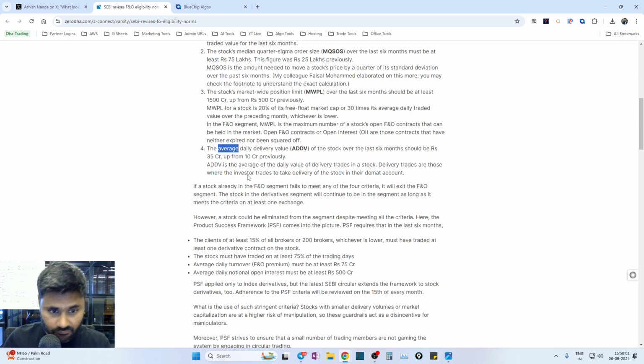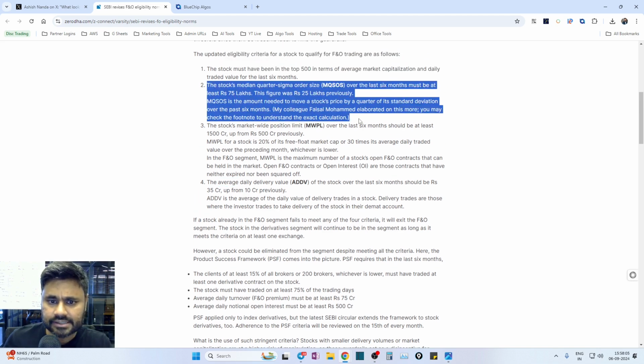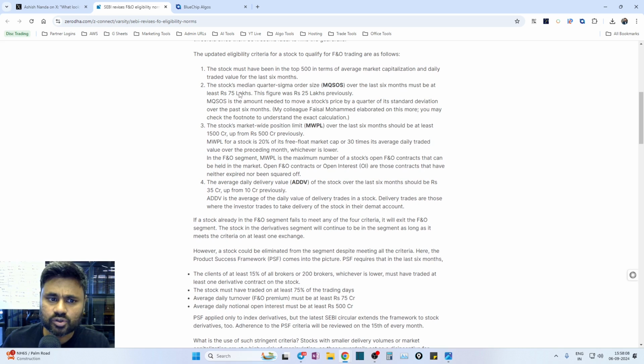Okay. And then the other thing is the second point that we just left out. It's called the stock's median quarter sigma order size. What this really means is, if you know a little bit of mathematics, we all know that we have one standard deviation, two standard deviations. So there are standard deviations for every stock as well. In case you do not know, just consider that as a boundary. If a stock is 200 rupees, let's say the upper boundary is 250 and the lower boundary is 150.